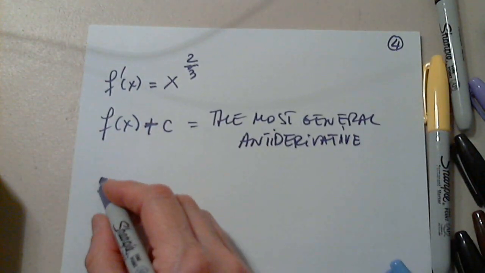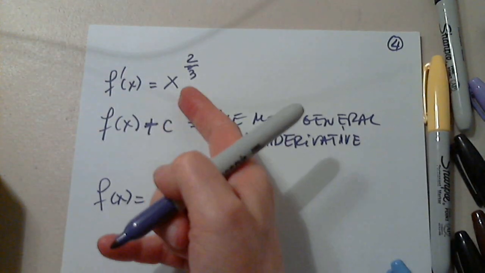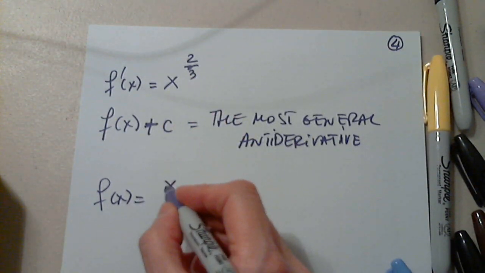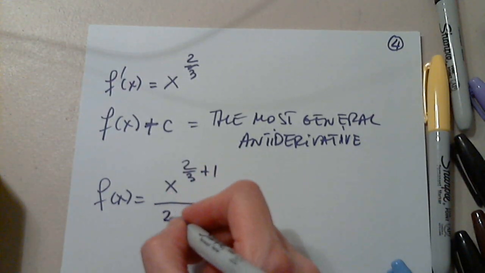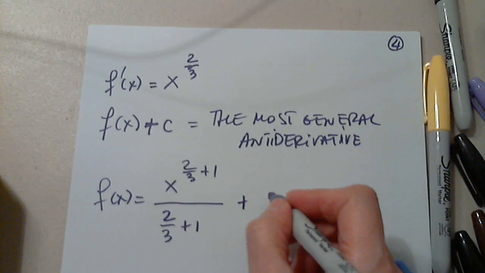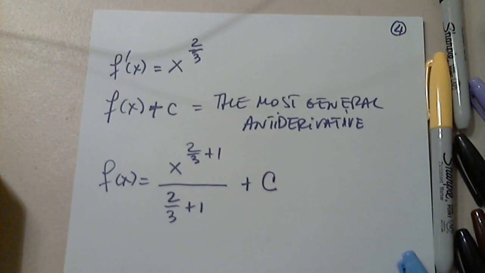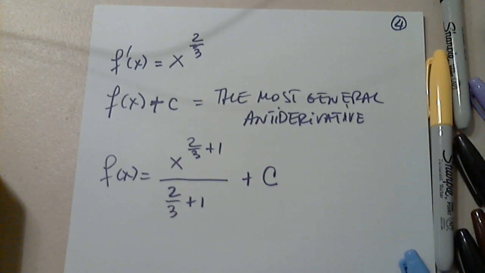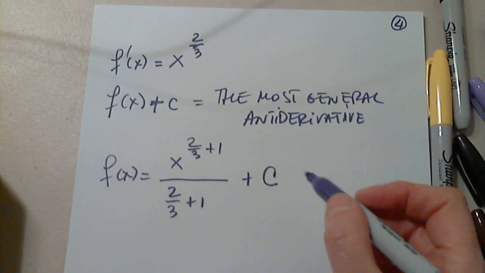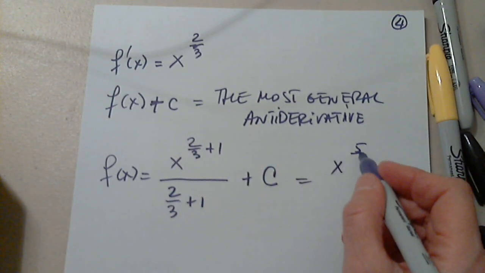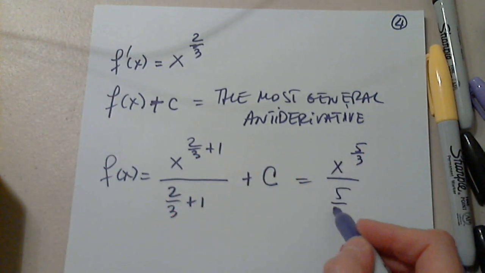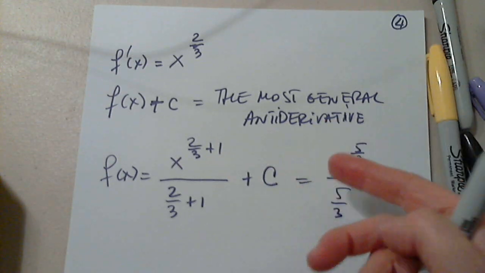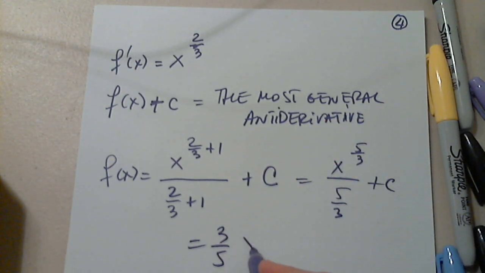No problem. In order to find f of x, I increase the power by 1, I divide by exactly the same number, and I put plus a constant c. 2/3 plus 1, so this will be x to 5/3. I don't have to calculate it again, it's the same number, 5/3 plus a constant c, but I have to flip. 3/5 x to 5/3 plus a constant c.